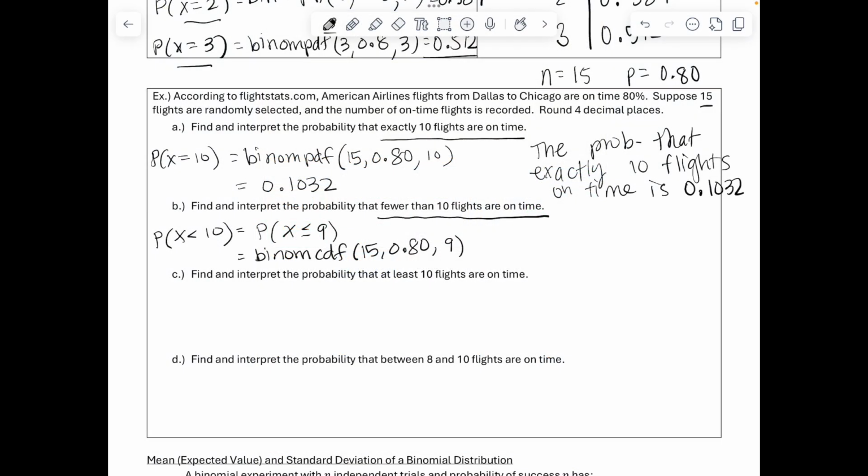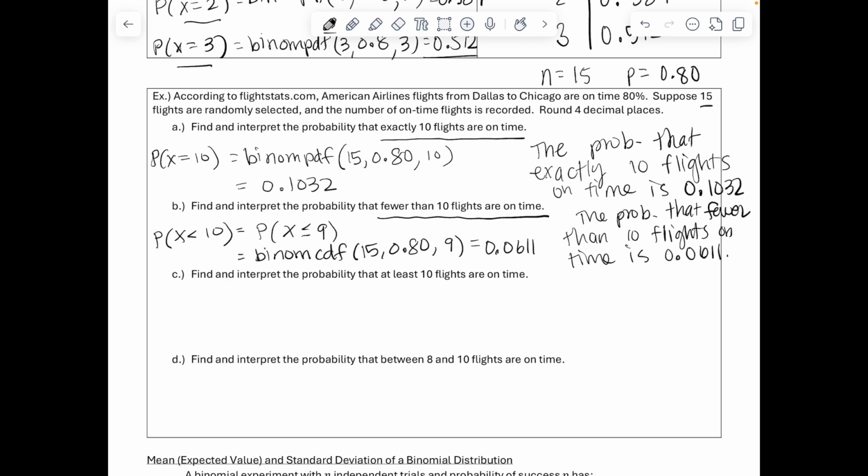From the graphing calculator, we get an answer of 0.0611. And then to interpret this, this would be the probability that fewer than 10 flights on time is 0.0611.